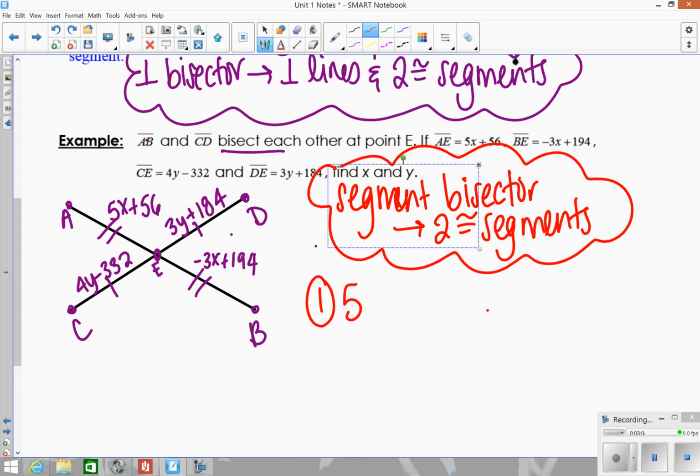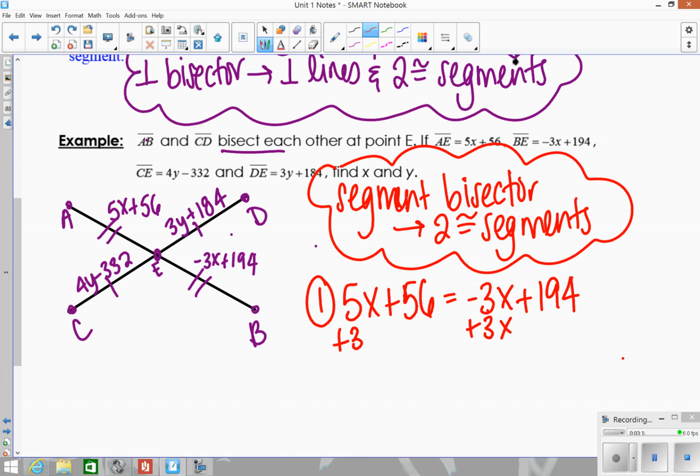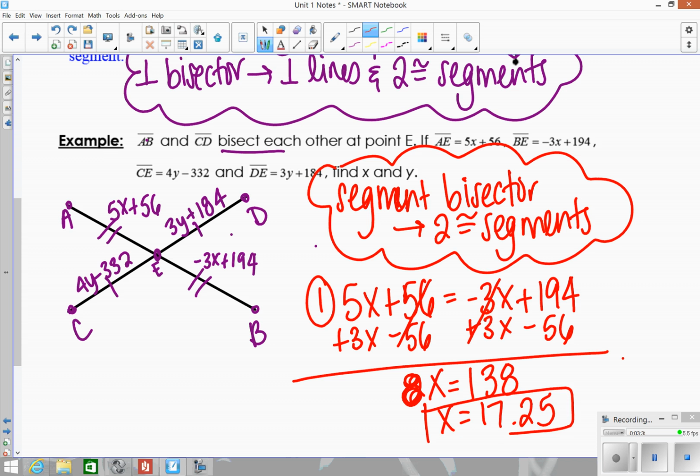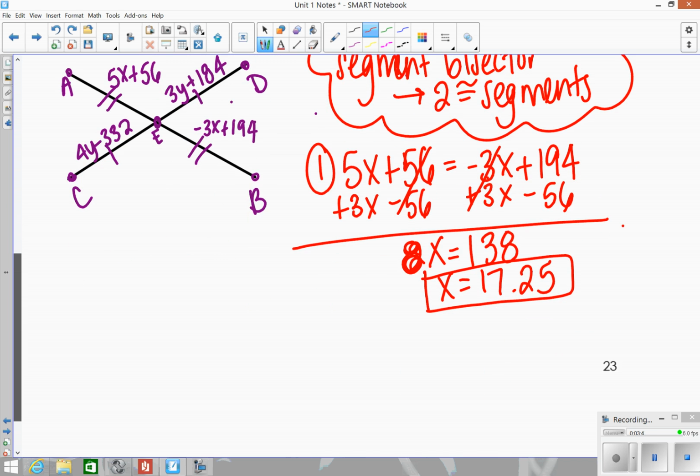The first one, to solve for x, I just set these equal. And then I solve. So get x by itself: bring the 3x over, subtract 56 from both sides. So I get 8x, not subtract them, add those up, 5 plus 3, and that equals 138. Divide by 8, and you get 17.25. On the calculator, make sure you hit Control-Enter if you're trying to get a decimal, because otherwise it'll make it a fraction.